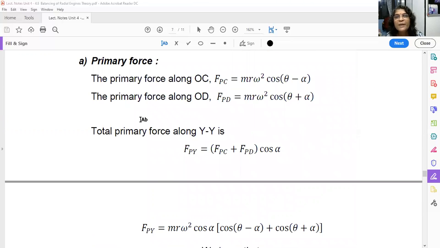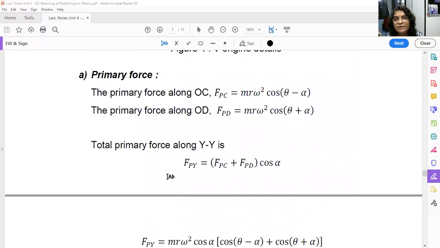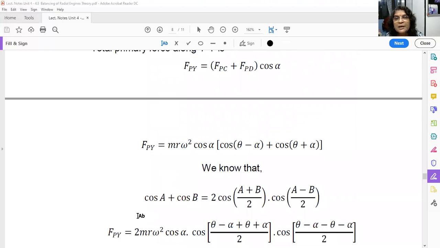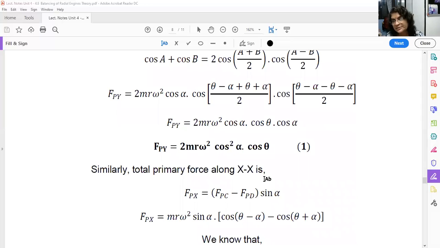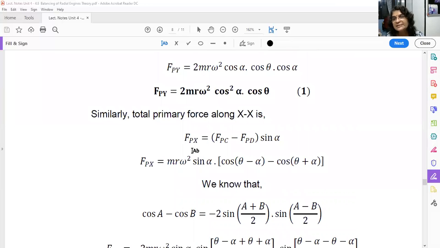Primary force. This we have seen. Now primary force along x-axis. Okay, so it is Fpx. P for primary, x for x direction. So Fpx is equal to Fpc minus Fpd into sine alpha. Okay, so it is basically Fpc sine alpha minus Fpd sine alpha. So sine alpha you have taken common.